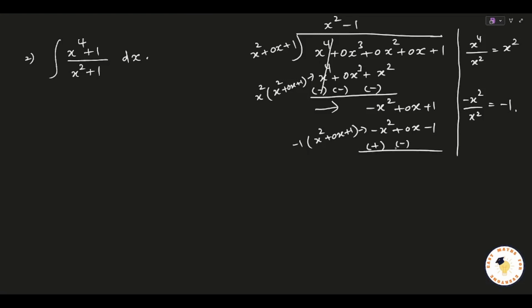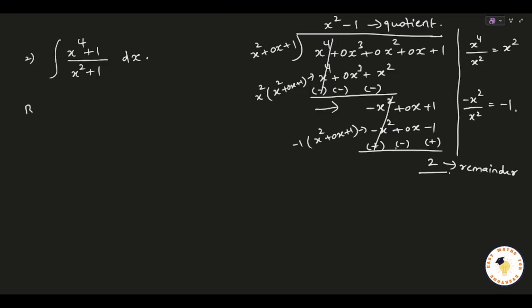Subtracting, changing signs, we get x square getting cancelled. 0x minus 0x brings you nothing, no need to write. Plus 1 will give you plus 2. So this will be our remainder here. And this is our quotient.